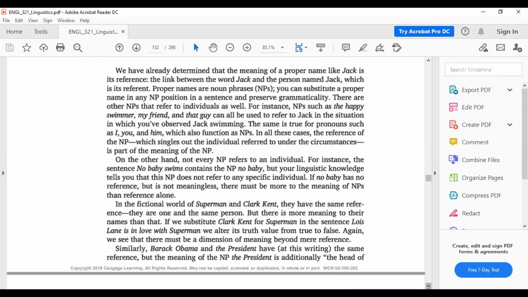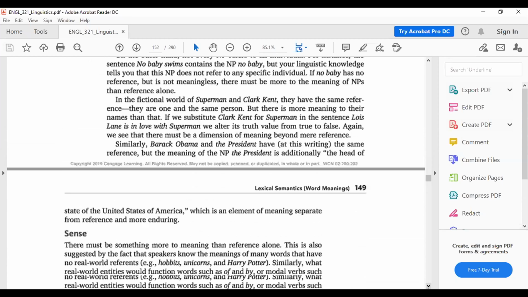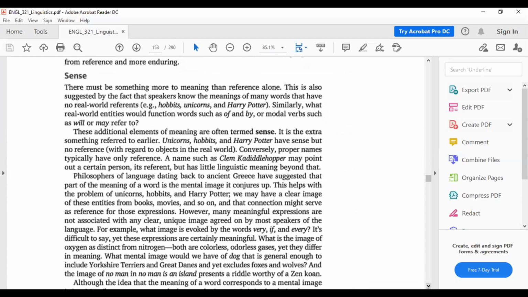And then I don't want to talk a lot about this. I just want to compare this with sense. So what's the difference between reference and sense? Sense means meaning. There must be something more to meaning than reference alone. This is also suggested by the fact that speakers know the meanings of many words that have no real world reference. So remember we said the referent. What's the referent of door?